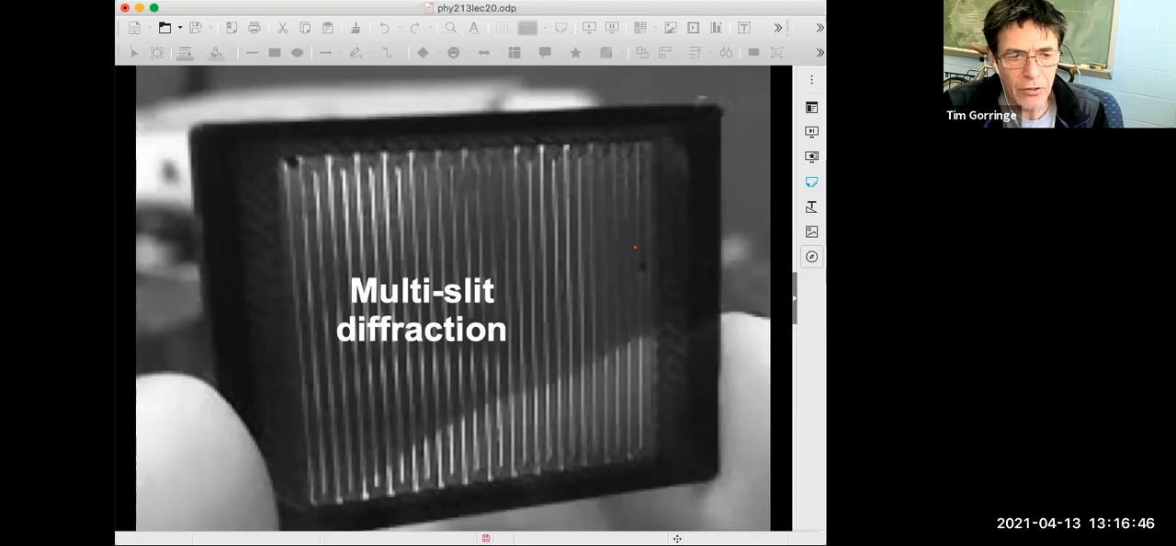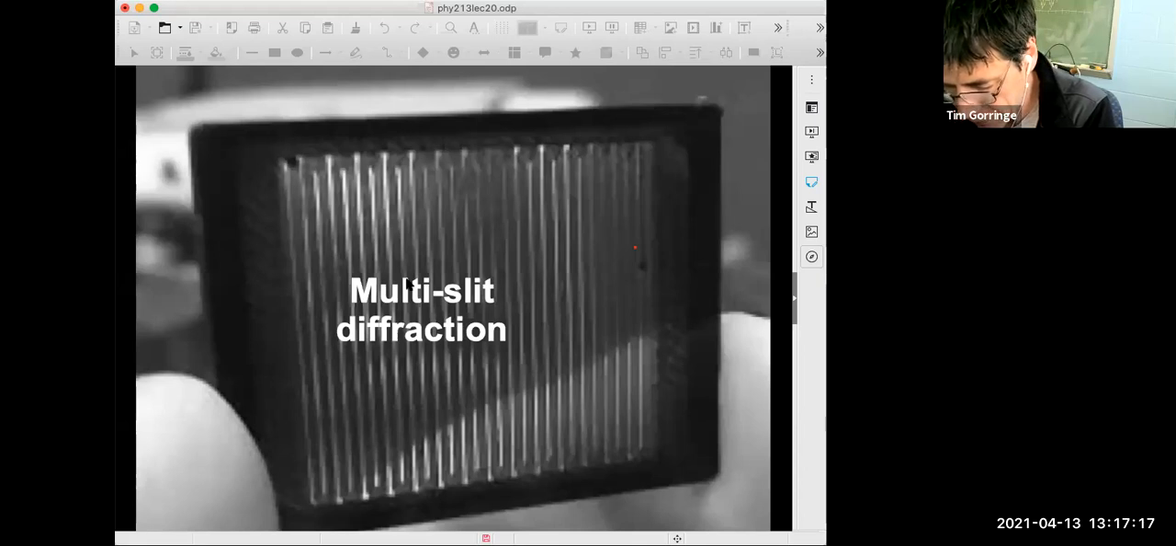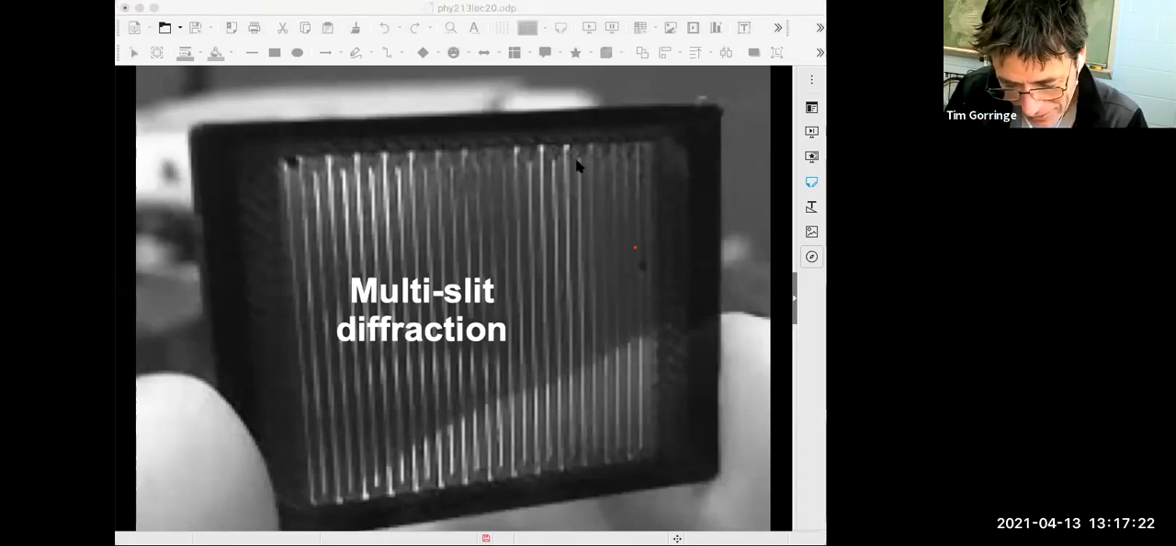And I'm going to explain multi-slit diffraction. In this slide, you're actually seeing another slide, and that other slide that I'm holding in my hand contains a multi-slit diffraction grating. We call it a diffraction grating when you've got multiple slits. And just to make it clear, let me draw all over it.